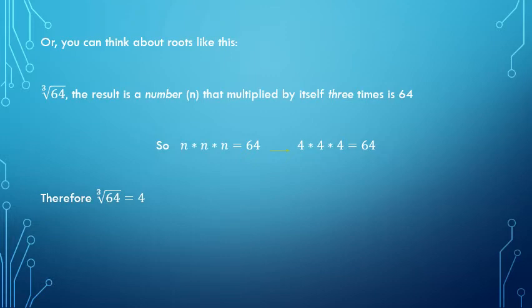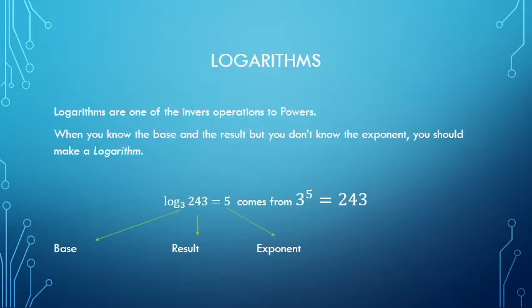Now, let's switch to logarithms, which is a little bit similar, but in that case, you know the base. What you don't actually know is the exponent of a power. So logarithms are the inverse operation to powers, and they happen when you know the base and the result, but you don't know the exponent.